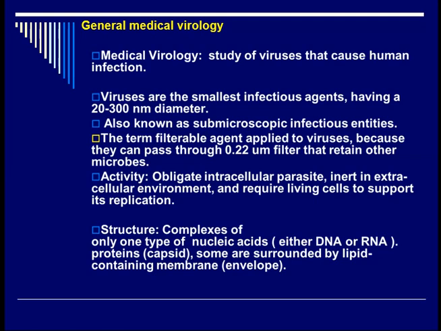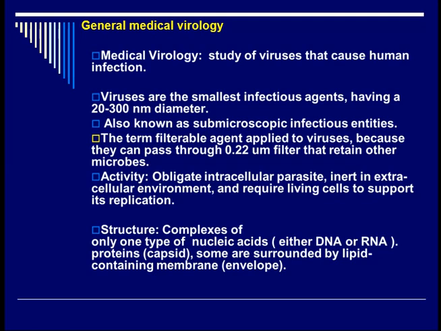So viruses are sometimes called submicroscopic infectious agents. Also, the term filterable agent is applied to viruses. This is because they can pass through a 0.22 micron filter, which retains other microbes. For that reason, the virus is called a filterable agent, because it passes through this filter.